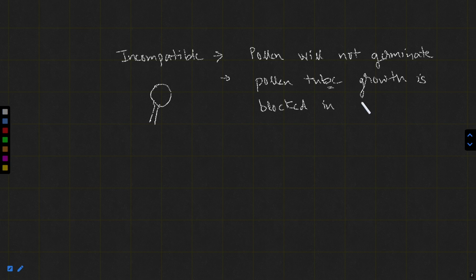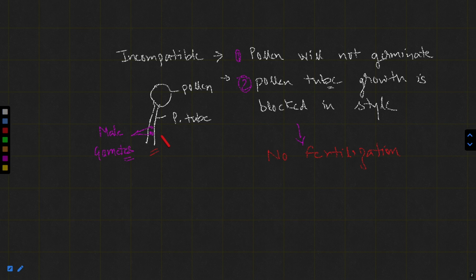Whenever the pollen germinates, the pollen tube travels through the style. And the pollen tube carries the two male gametes. In either of these cases, there will be no fertilization, because the male gametes do not enter the embryo sac where the egg is present.